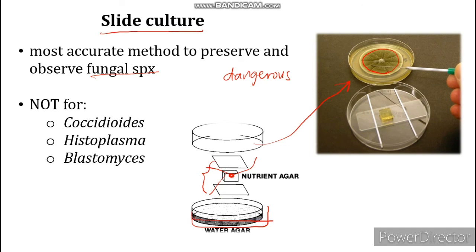But take note, this test is not for the following: Coccidioides, Histoplasma, and Blastomyces. Why? Because these three species are dimorphic fungi. So what you will only be able to demonstrate here is the mold phase, not the yeast phase.